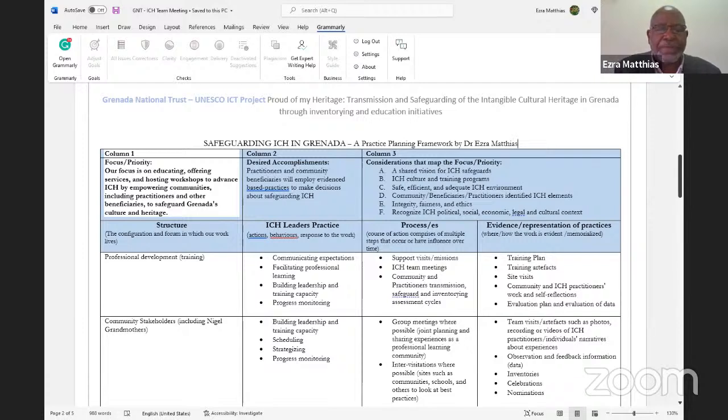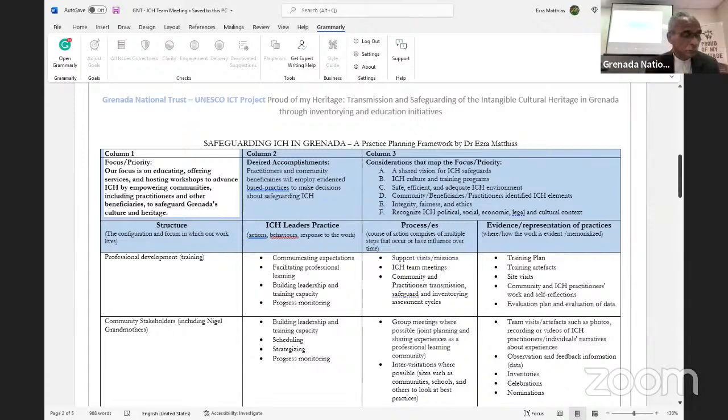So let's just look at what we expect in the professional training. Okay, I already spoke about leaders practice, the processes. Let's look at the processes. That is the actions that you will be taking. So we expect in the professional development, we're going to have support with site visits, missions. I think Nigel spoke about accessing professional development opportunities on an individual basis, conferences, workshops, and so on. You do that on your own. There might be some that's offered through UNESCO or through the National Trust, but those are the type of things that constitute process. There'll be team meetings.